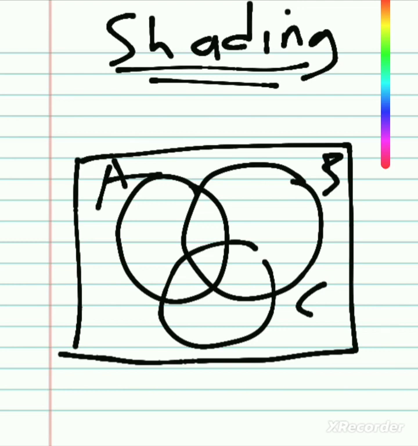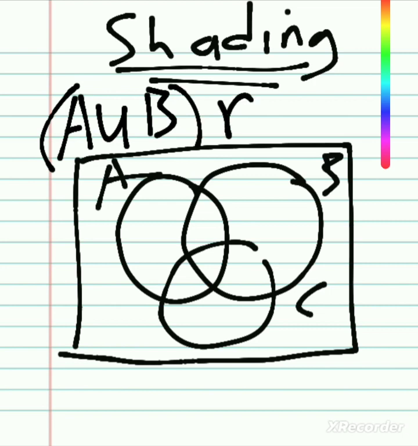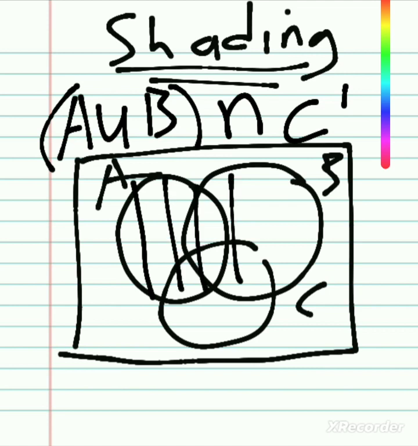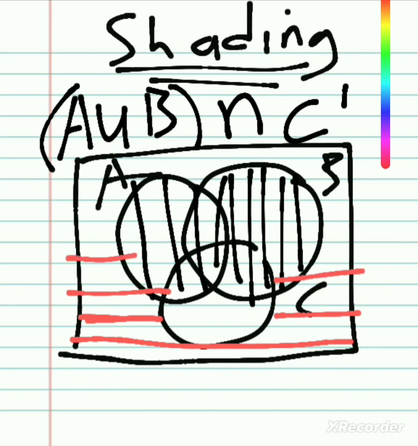Let's do a complicated one. A union B intersect C complement. So A union B intersects C complement. Using method 1, we have to shade A union B, which is this. So this is A union B. Then intersect C complement. We put it together with everything that is not in C. So we can shade this, C complement, everything that is outside C.